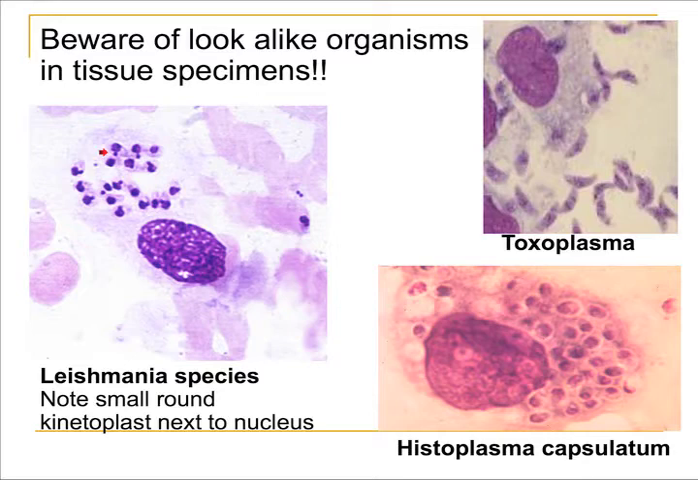is the presence of the small round kinetoplast, which occurs next to the nucleus in the cell. So you will have a nucleus and then the very small round kinetoplast. Histoplasma does not have the kinetoplast structure. Toxoplasma could also be potentially confused with Histoplasma, but I believe it's a little bit more banana-shaped, sickle-shaped, and is less likely to be confused with the round to oval Histoplasma.